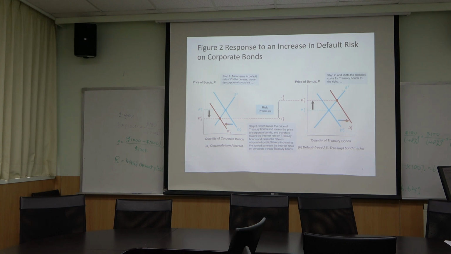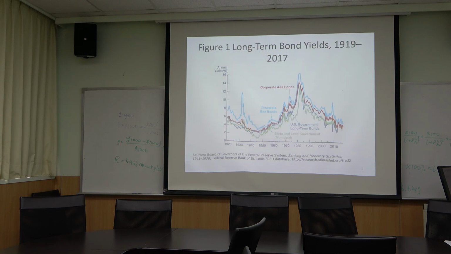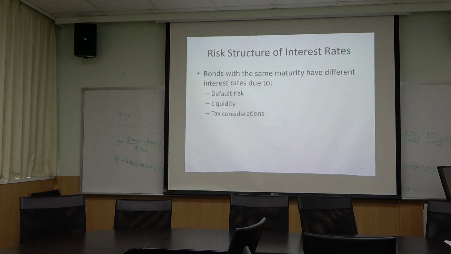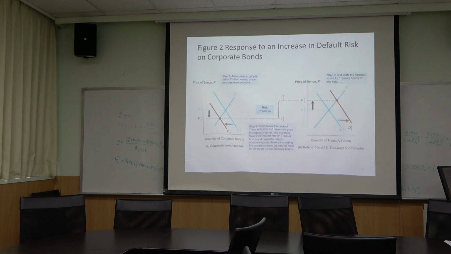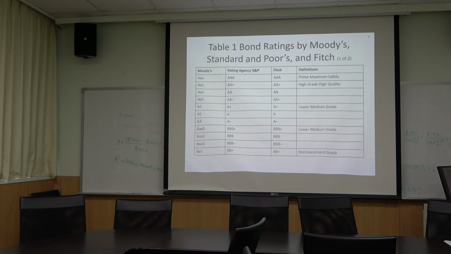Okay, now let's see the second factor, liquidity. How do you define liquidity? The rate at which assets can be converted into cash. Yes, the cost of selling or buying the bonds. And the other way we measure liquidity is based upon the number of purchases and sales of the bond.